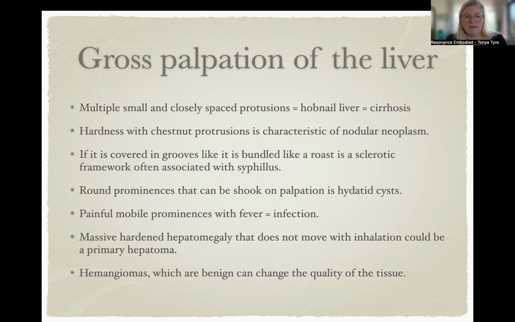Hemangiomas, they are benign. They're no big deal, but they can change the quality of the tissue. A lot of times you may or may not know about this because it really comes up in more detailed imaging like CT or MRI. But as you know from your radiology, they're no big deal, but we see them.